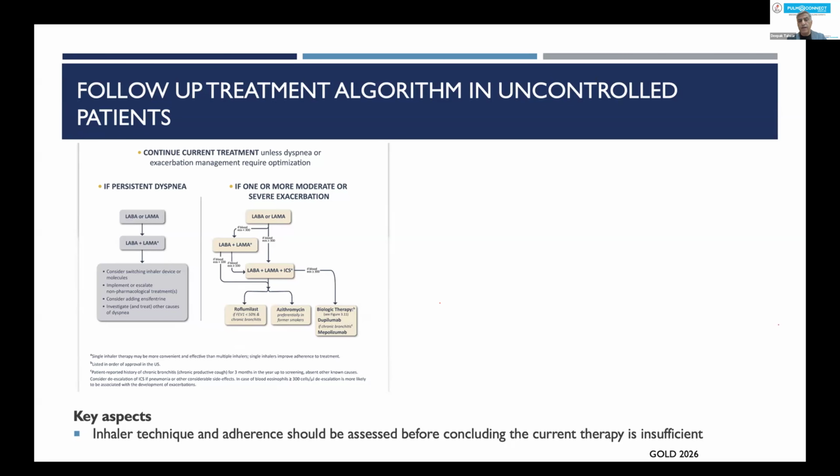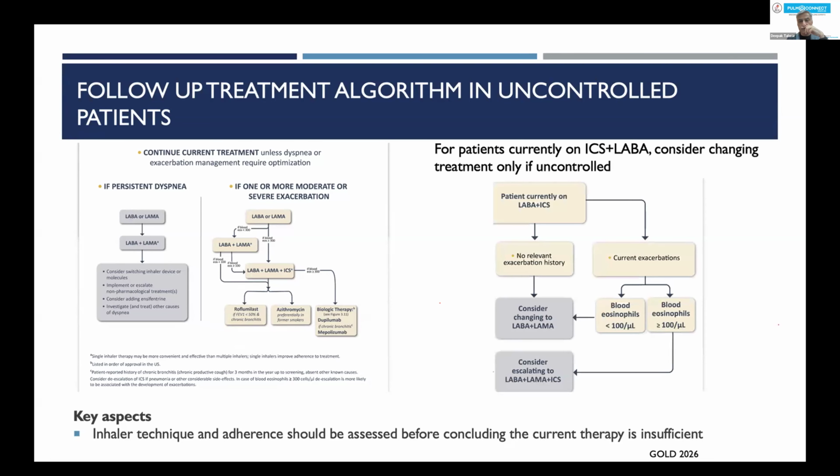If they continue to have exacerbations, we have two more choices: roflumilast as well as azithromycin. But as already discussed by Kanishke in biological therapies, we now have dupilumab as well as mepolizumab, both approved. We don't have dupilumab in our country, but mepolizumab is available.